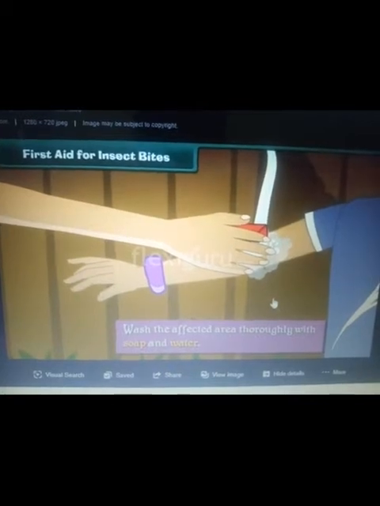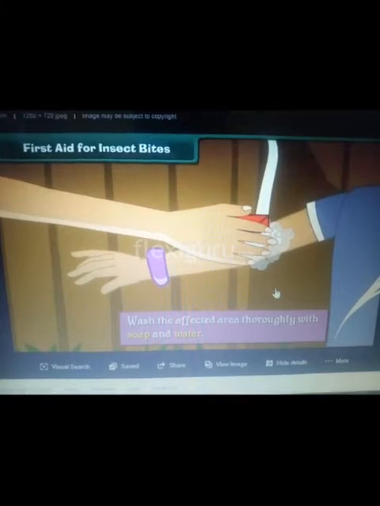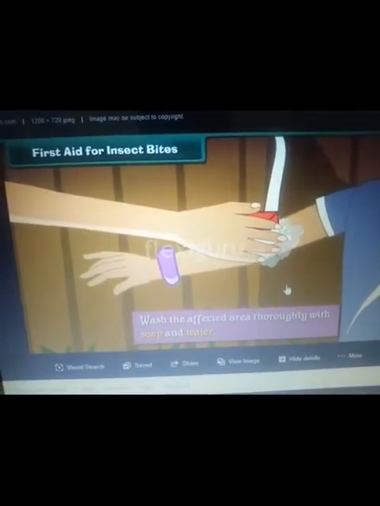First aid for insect bites. Wash the affected area with soap and water and then apply an antiseptic cream over the wound.